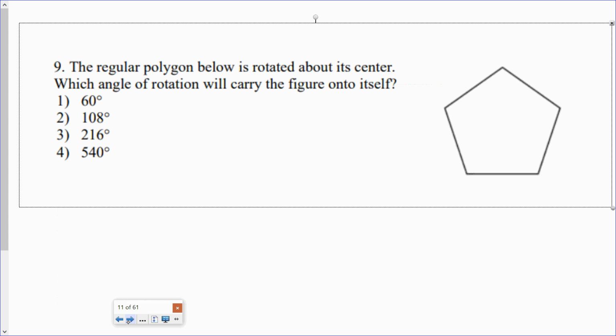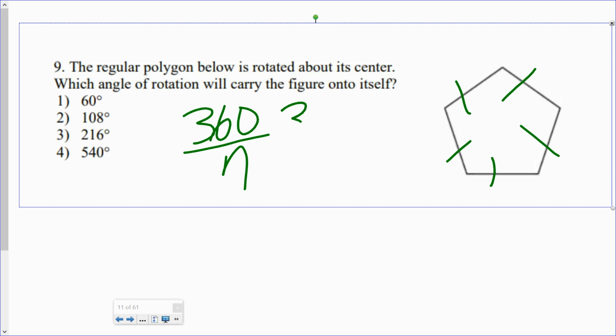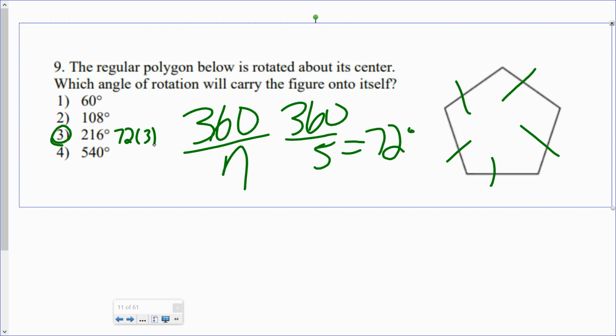The regular polygon below is rotated about its center. So, minimum rotation: the minimum rotation is 360 over n, and any multiple of that. This is the next type of question. This thing has 1, 2, 3, 4, 5 sides. So I start with 360 over 5. That's 72. That's the minimum rotation. Any multiple of that will also map it onto itself. And 72 times 3 is 216.